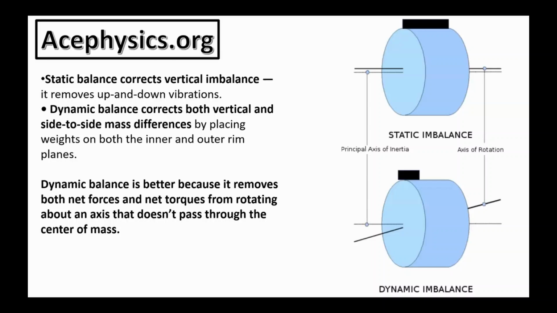Static balance corrects vertical imbalance. It removes up and down vibrations. So imagine this wheel has more mass on the top than it does on the bottom. Static balance would add a countermass on the bottom of the wheel. Dynamic balance takes into account this mass difference as well as the mass difference across the wheel.